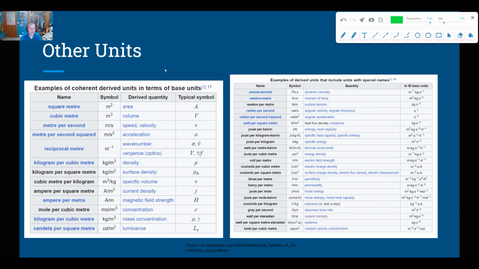Other units, so these are names that exist for certain units. There's a lot of them, like I said. Don't focus too much on them. Some of them are interesting, like surface tension, dynamic viscosity. Don't focus on it too much. They just exist. We'll come to them as we get to them.